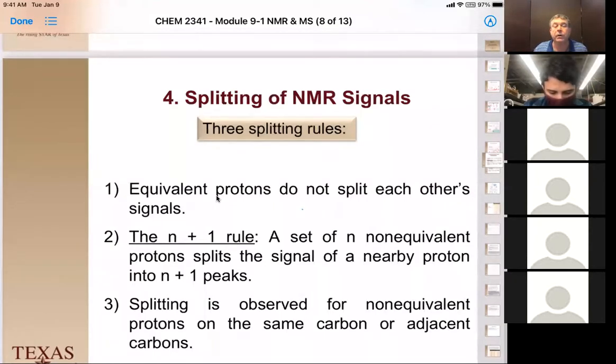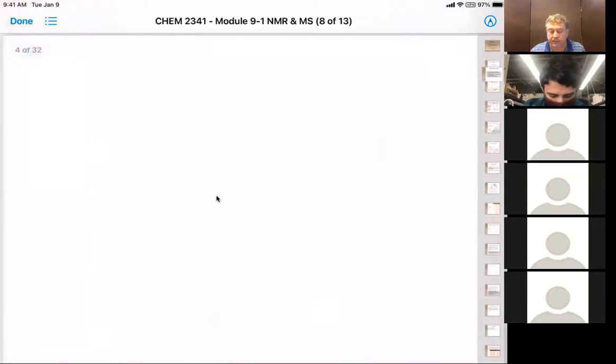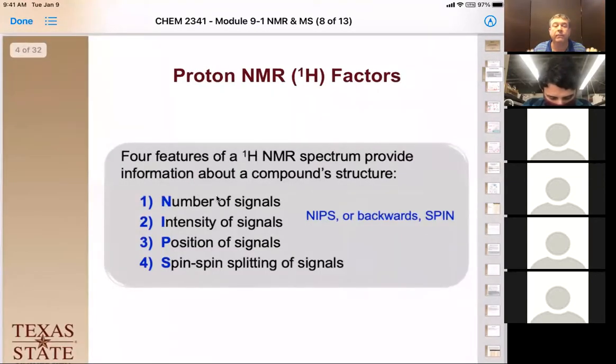When we talk about the things that are important for our NMR signals, we said that in proton NMR, we have 4 things that are important. The number of signals we have, and that's associated with the different kinds of hydrogens we have. The intensity of those signals. And again, that's not the height of the peak, it's the integration under the peak.